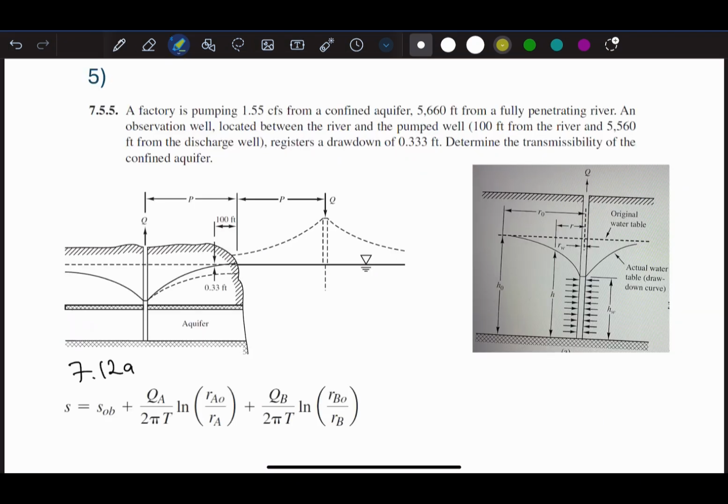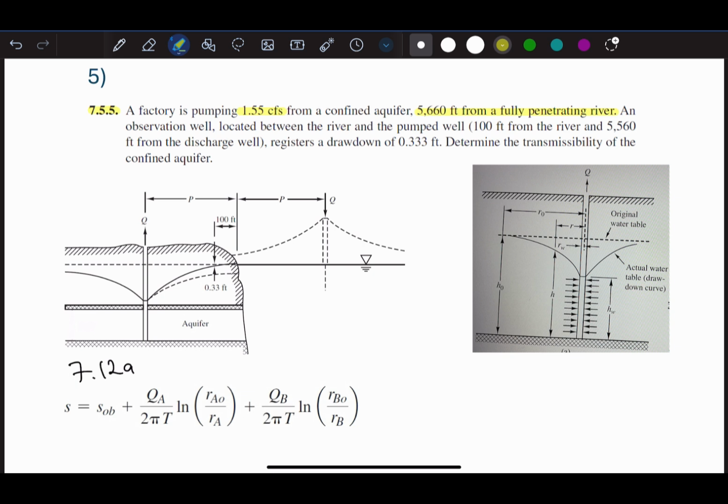Okay, we are here at the final question, question 5, and in your textbook it is 7.5.5. Here we have information that a well is pumping 1.55 CFS from a confined aquifer, and its location is 5,660 feet from a fully penetrating river.